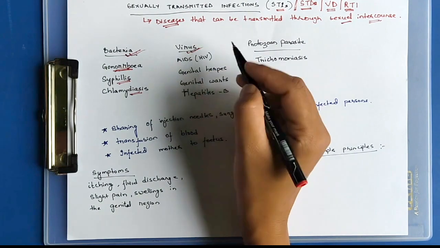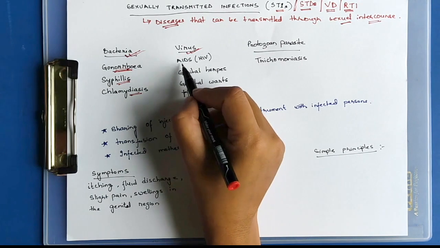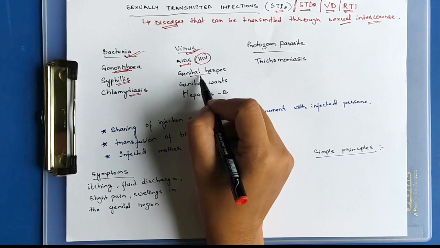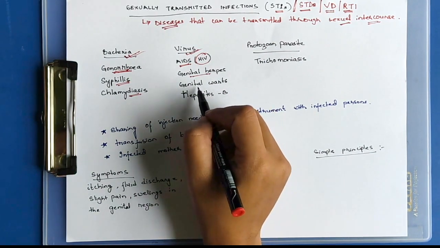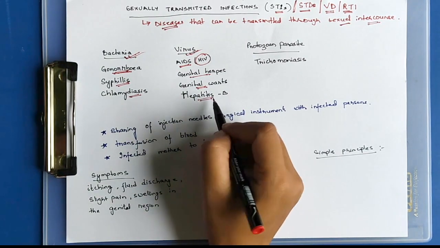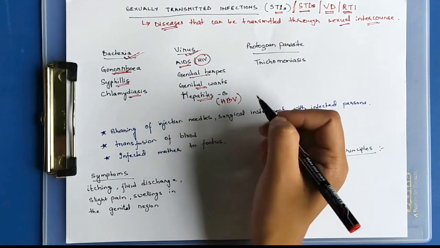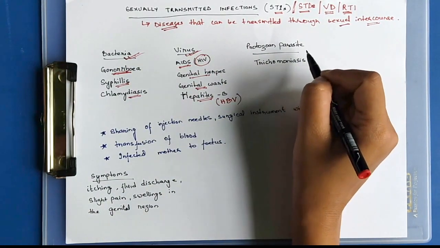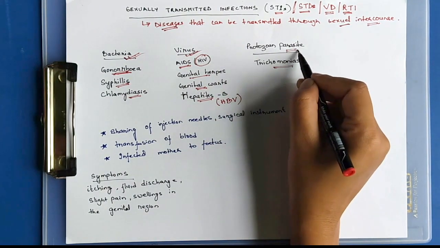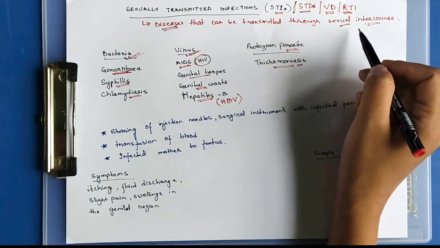Viruses cause diseases. The most common and the most dangerous one is AIDS, which is caused by the virus HIV. Genital herpes, genital warts, hepatitis B are caused by viruses. Protozoan parasites cause trichomoniasis. It is caused by a parasite. It can be transmitted from one person to another person through sexual intercourse.